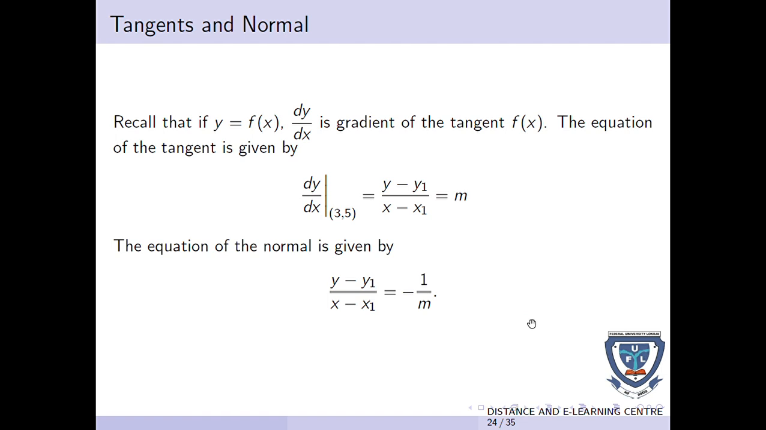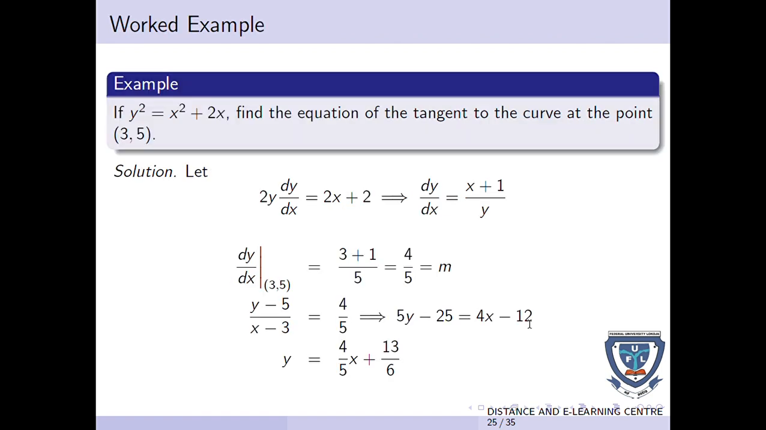Now let's look at tangent and normal. Recall that if y is equal to f(x), then dy/dx is the gradient of the tangent. The equation of the tangent is given by (y - y1)/(x - x1) = m. The equation of the normal is given by (y - y1)/(x - x1) = -1/m. Let's pick some worked examples. If y² is equal to x² + 2x, find the equation of the tangent to the curve at the point (3, 5).